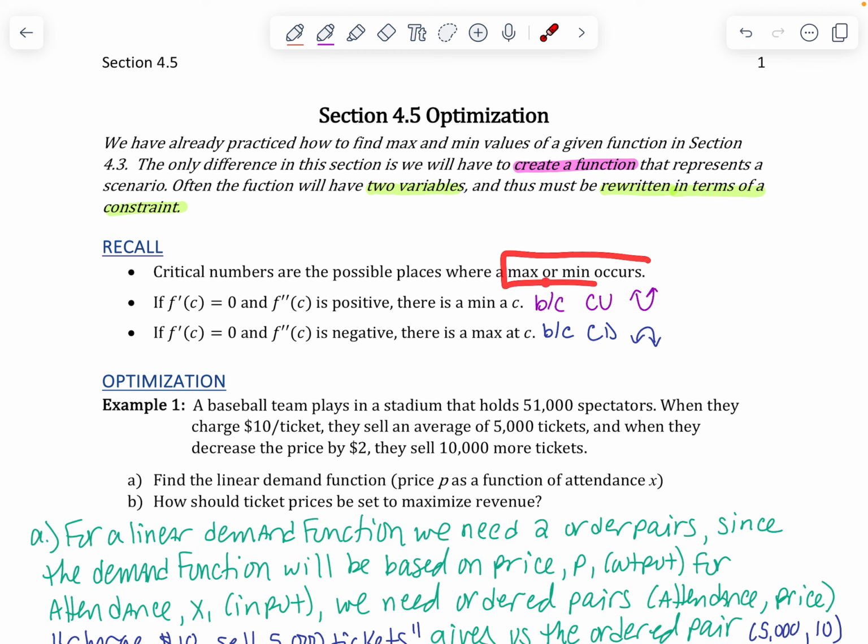A critical number is the only place that maximums and minimums can occur. If we have a critical number that comes from the first derivative being 0, and the second derivative evaluated at that exact point is positive, we have a concave up region, which means we have a minimum. Or if the second derivative at that point is negative, then we have a concave down region, implying a maximum.